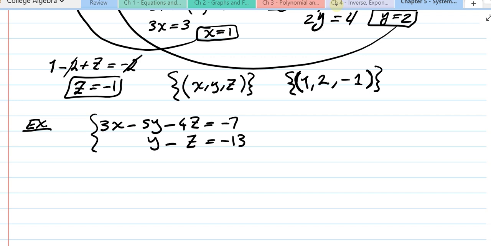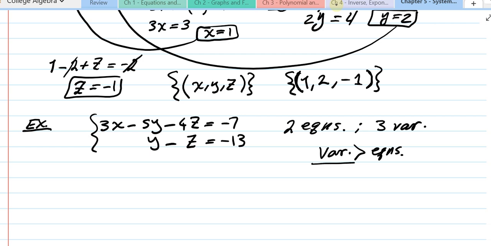So the example I just made up here, how many equations do I have? Two equations. How many variables? X, Y, Z. Three variables. The variables are greater than equations, right? So for this one, I will not be able to give you a specific 1, 2, 3 solution. The answer is going to be very general.